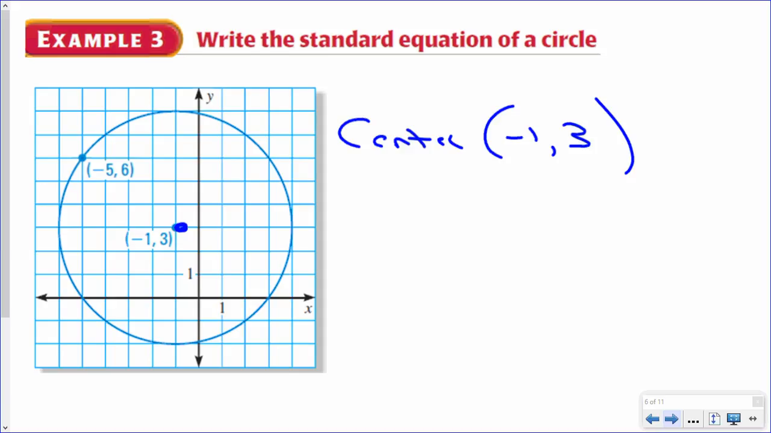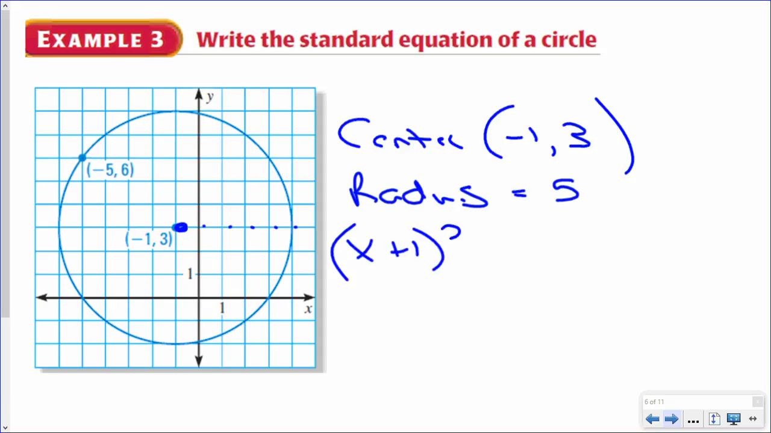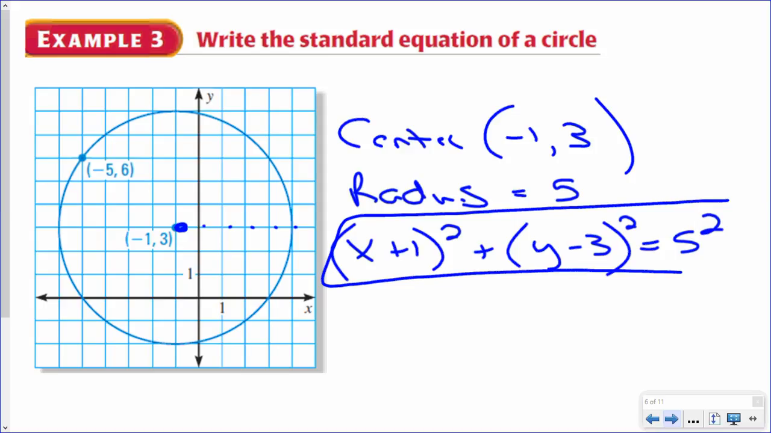The distance out is called the radius. Usually you can go straight left or right, up, down, and count 1, 2, 3, 4, 5. Radius equals 5. All right, so I've written down the standard form twice now, so I'm going to go right to my answer here. I got x plus 1 in parentheses squared plus y minus 3 in parentheses squared equals 5 squared. This is the final answer. The -1 turned into a +1 because 2 negatives equal a positive. 3 goes in the equation, 5 squared. This is it.